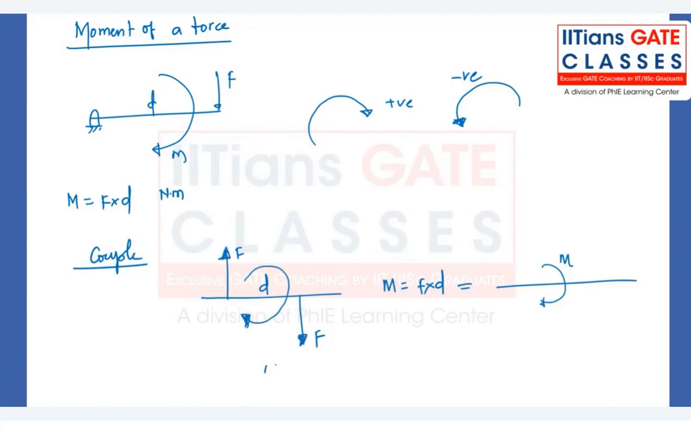So a couple is equivalent to a moment F into d. You can say that two forces of magnitude F, in opposite directions and separated by distance d, create this couple. Is it clear till this? Any doubt?